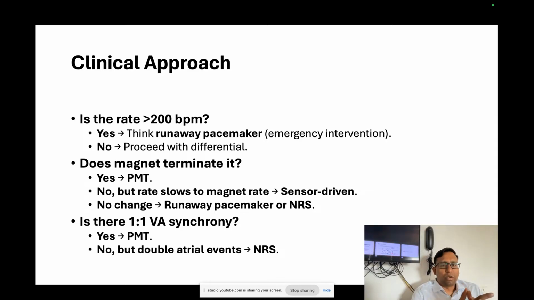If it slows to the magnet rate, it is sensor driven. If there is no change, it is runaway versus NRS. How many seconds can we keep the magnet on the pacemaker? How long do we need to put it on? If it is for a PMT, one time is enough, it is over.